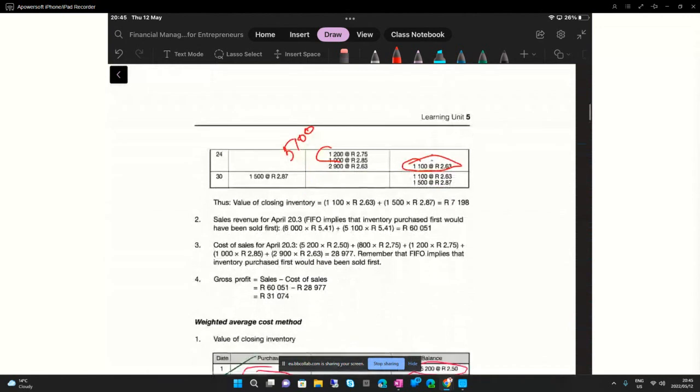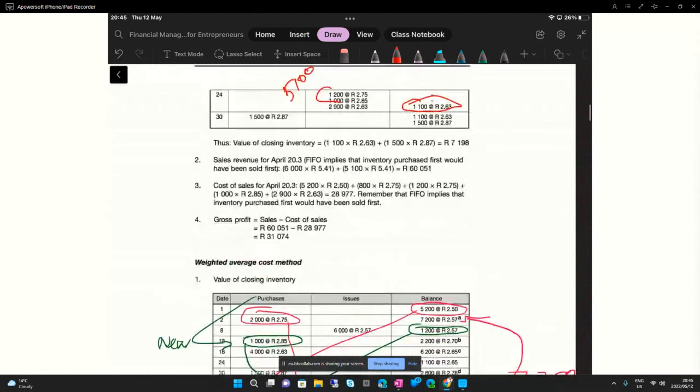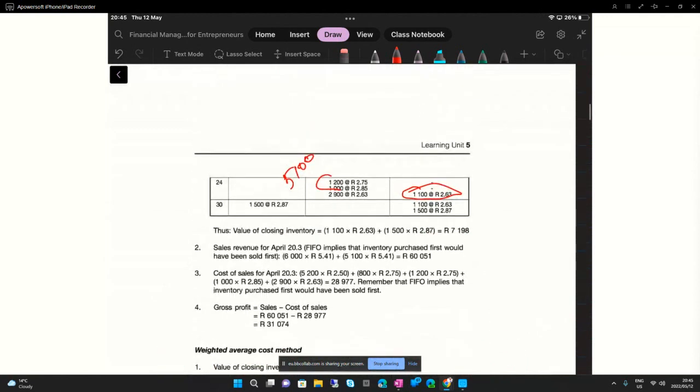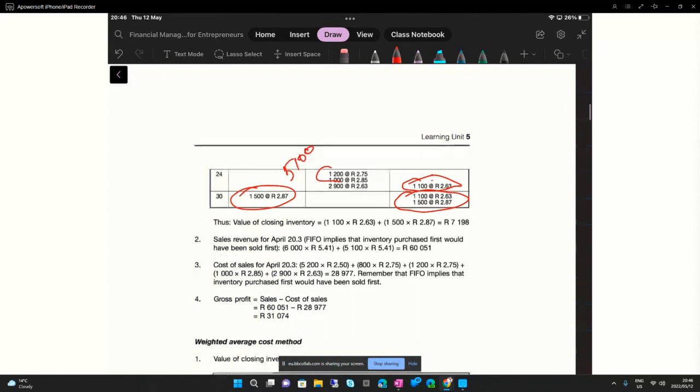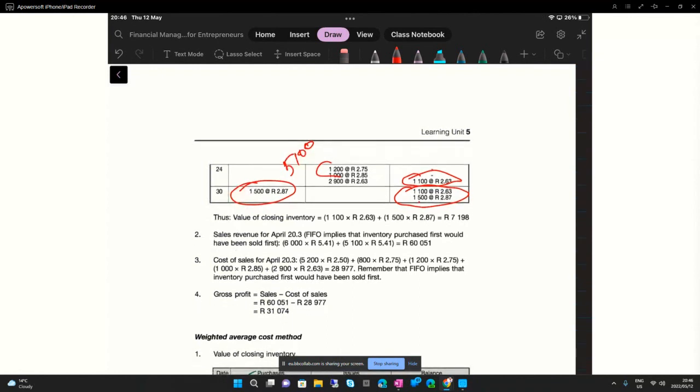Right. So okay, this is pretty simple, and I expect all of you to be able to understand this, but now we want to value, because the question was the value of the closing inventory. So we can see what is the closing inventory here. We know that there will be 1,100 at a cost of 2.63, and the last purchase that was made for 1,500 units at a cost of 2.87. All right, so these two are what's remaining, and therefore we can find the value of the closing inventory.